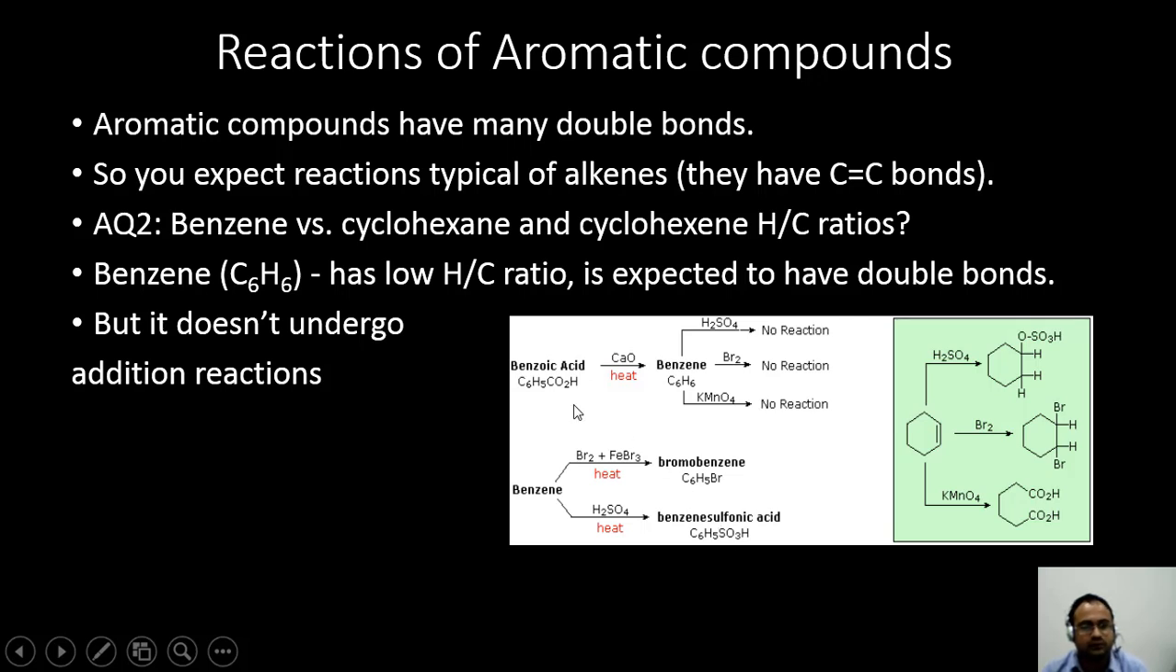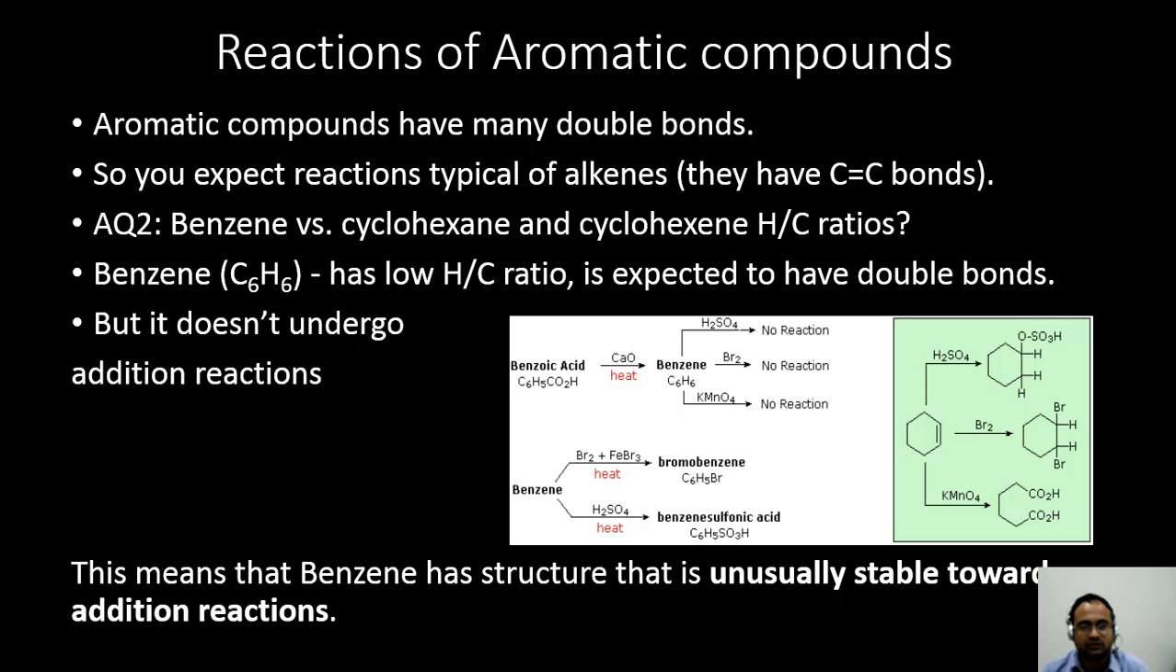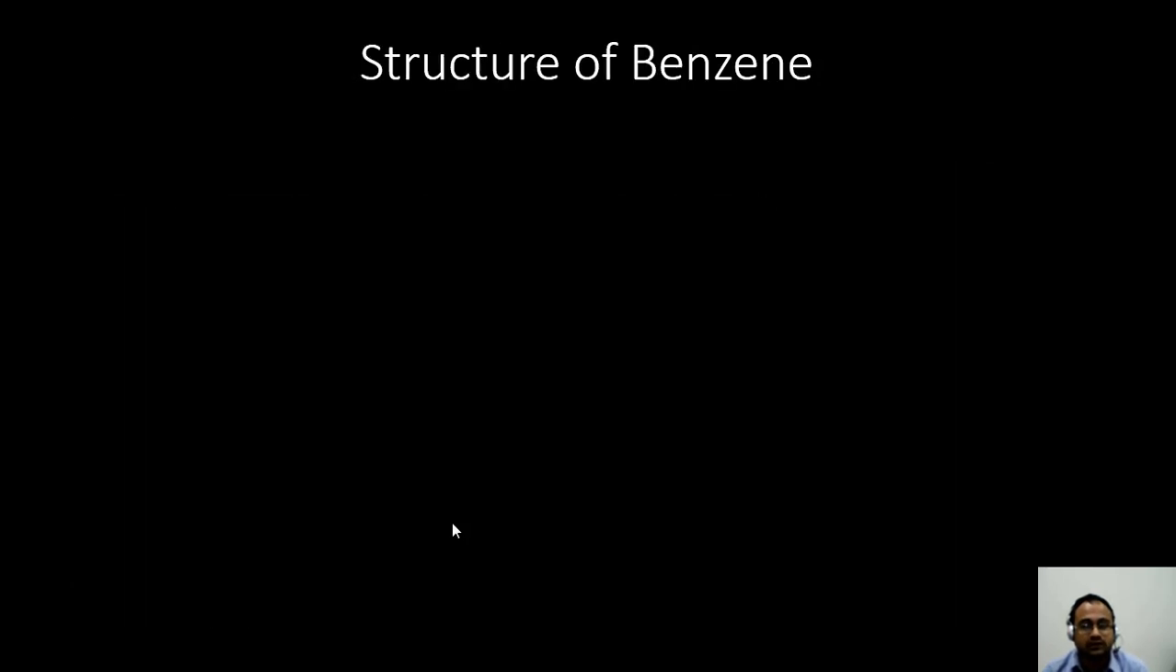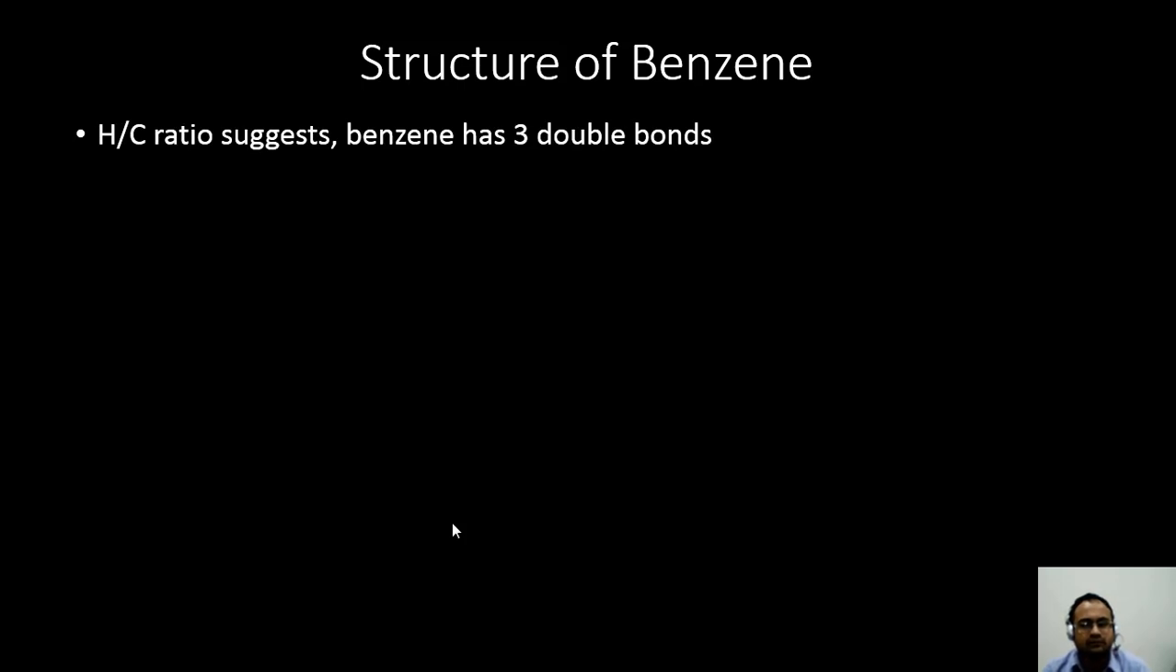So why could this be? This means that benzene has a structure that is unusually stable towards addition reactions. So what might this structure be? For many years, scientists were wondering, and they proposed many different structures. One thing is quite obvious, that the H by C ratio suggests that benzene should have 3 double bonds. If you want to convince yourself of this, please try it at home. We will also do this exercise of calculating the H by C ratios during our class time, and convince ourselves that it should indeed have 3 double bonds.